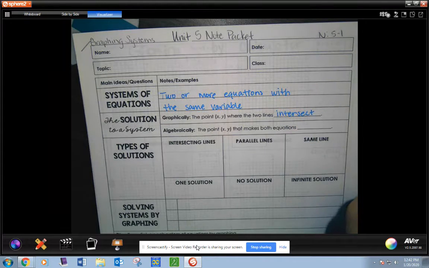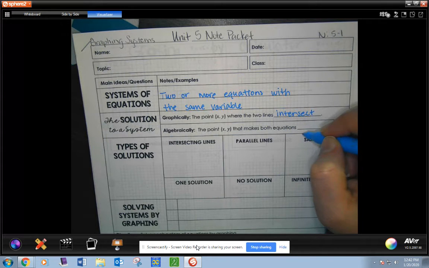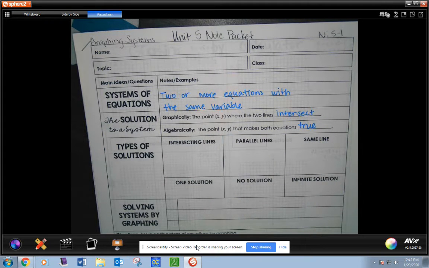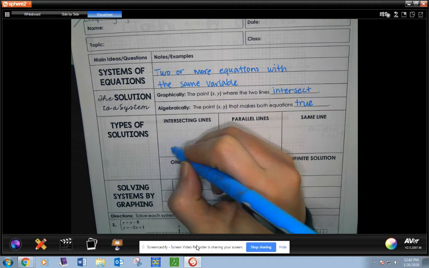So you're going to be drawing two lines. Where do they touch? Algebraically, you're going to be having to solve a math problem, and it's the point that makes both equations true. So if you plug the numbers in, it'll make a true statement. Okay, so there are three types of solutions. We're going to start first with our intersecting lines.